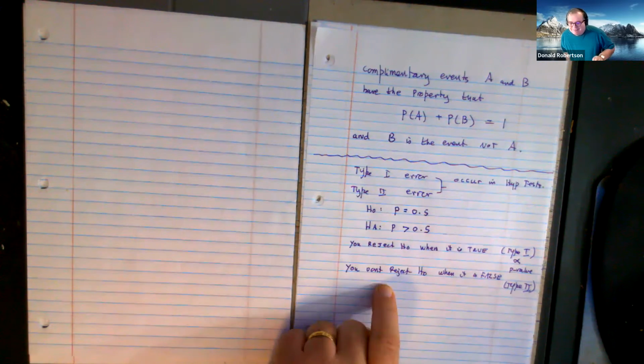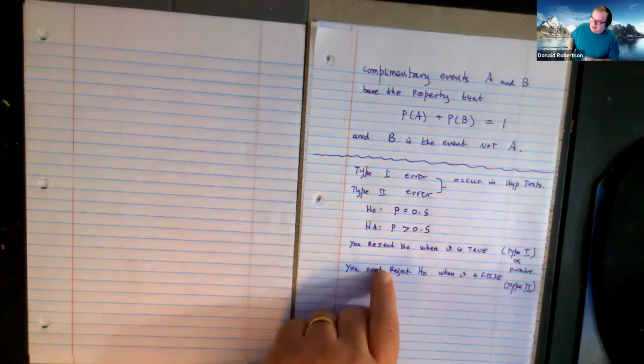Another equivalent to a type 1 and type 2 error: one of them is you put an innocent person in jail, and the other is you end up letting a guilty person go free. These would be the two types, type 1 and type 2 error.